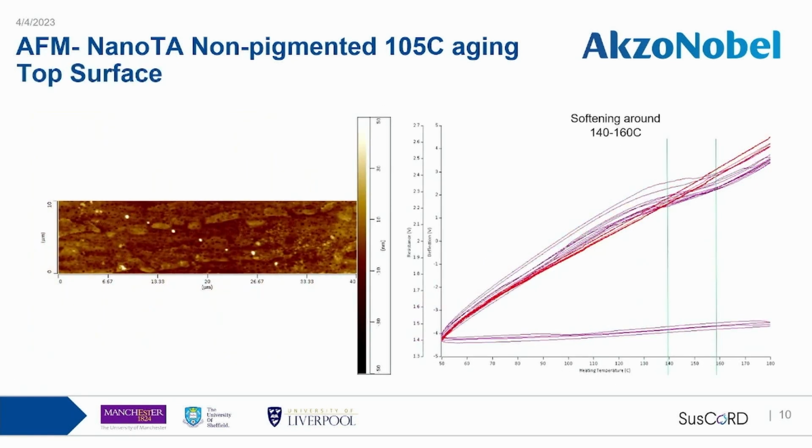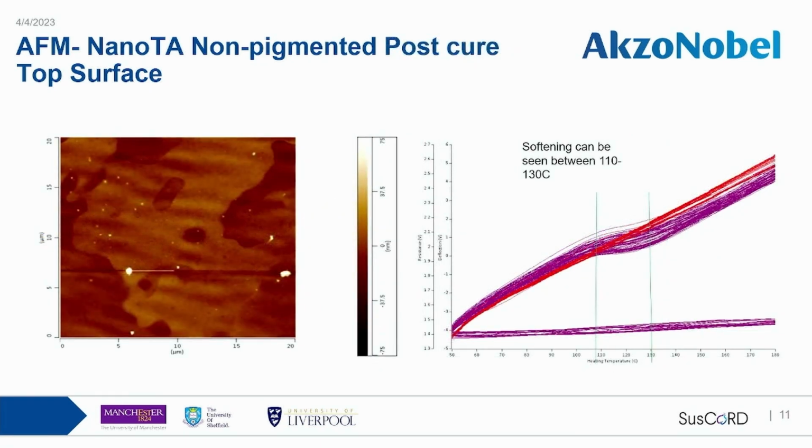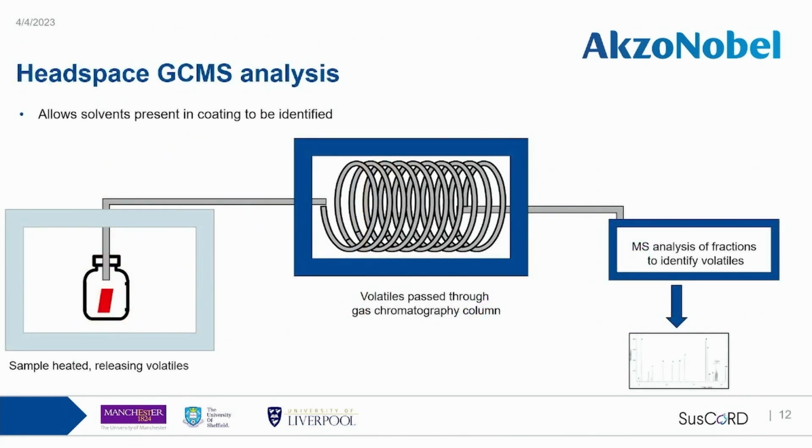When I looked at the top surface, the softening temperatures increased, and also, just as another note, the topography was different. It's much smoother on the top surface compared to the bottom surface. Same with the post-cure sample. I got much more stable transitions and was able to look at them. I'll come back to this, but I want to do a quick explanation of what I did next.